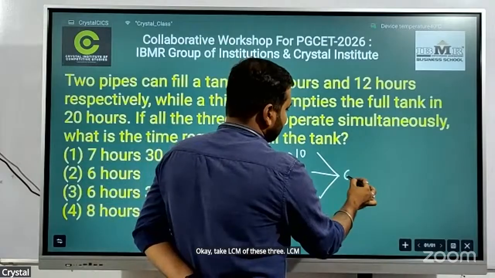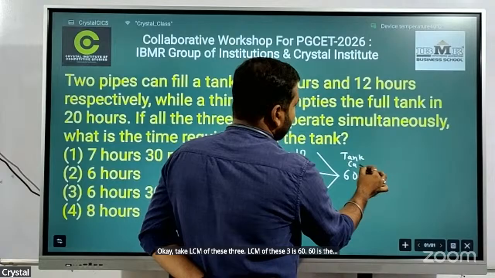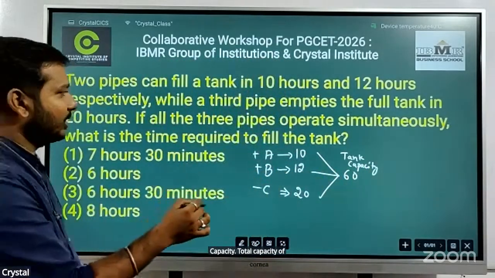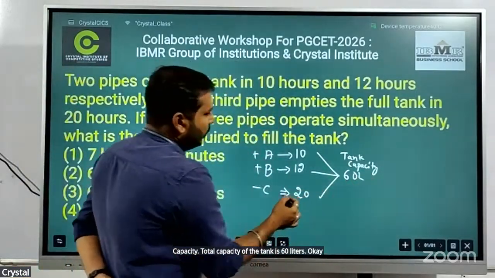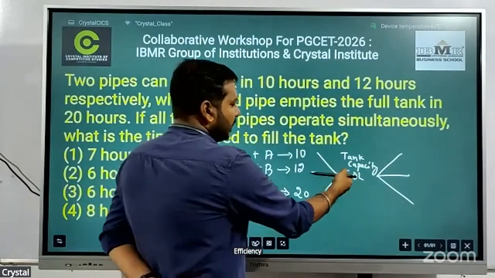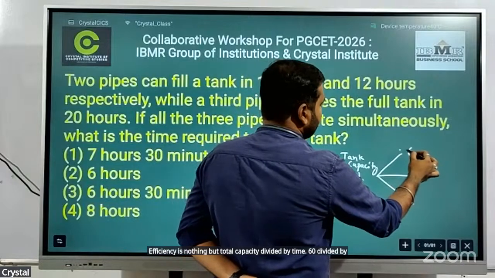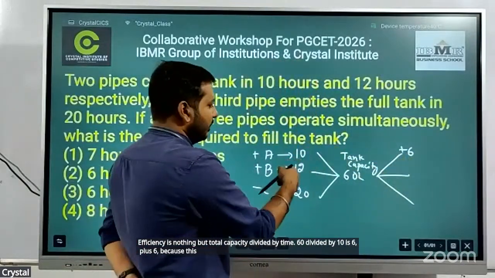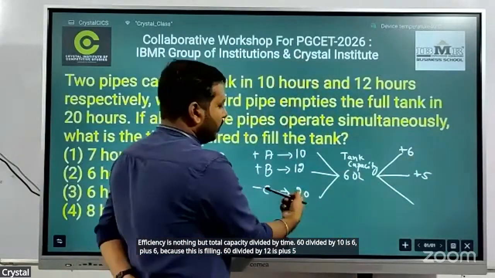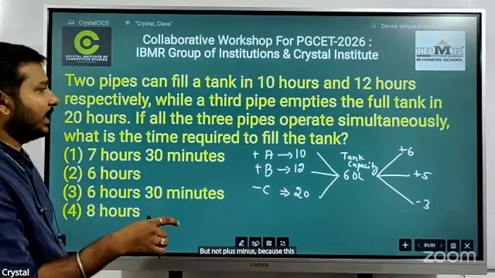LCM of these three is 60. 60 is the tank capacity. Total capacity of the tank is 60 liters. Efficiency is nothing but total capacity divided by time. 60 divided by 10 is plus 6 because this is filling. 60 divided by 12 is plus 5. 60 divided by 20 is 3, but minus because this is emptying the tank.